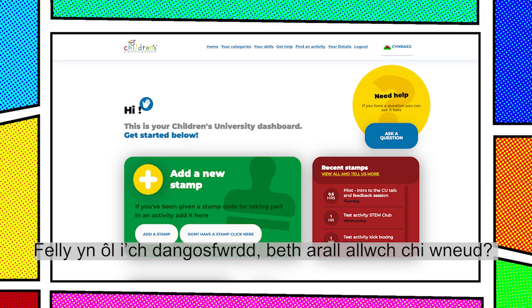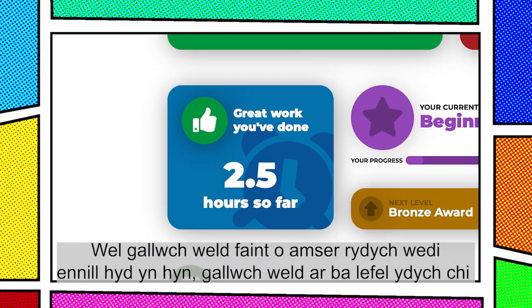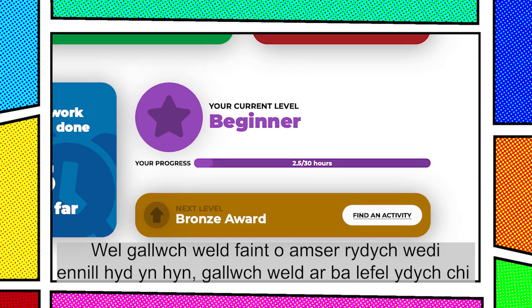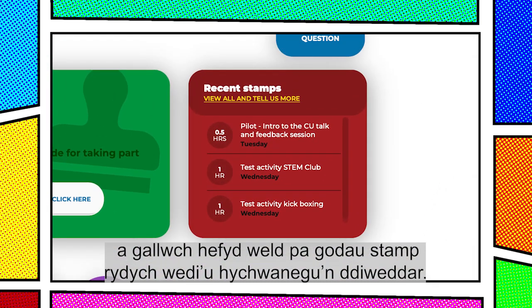So back to your dashboard. What else can you do? Well, you can see how much time you have earned so far. You can see what level you are at, and you can also see what stamp codes you've added recently.